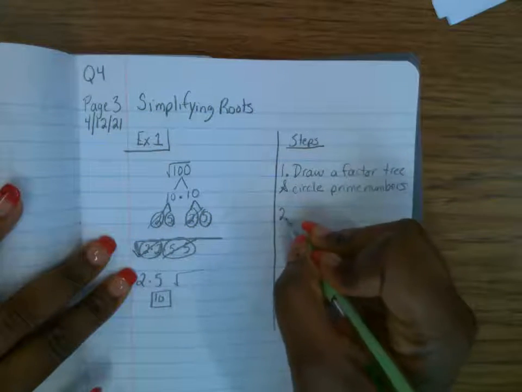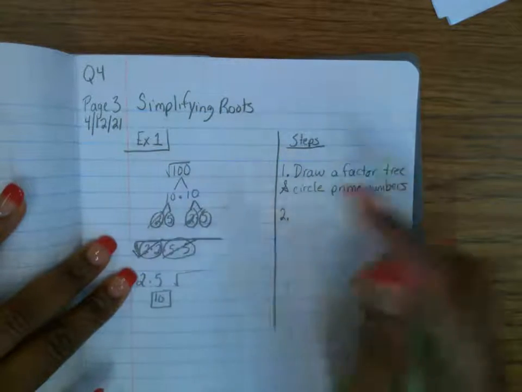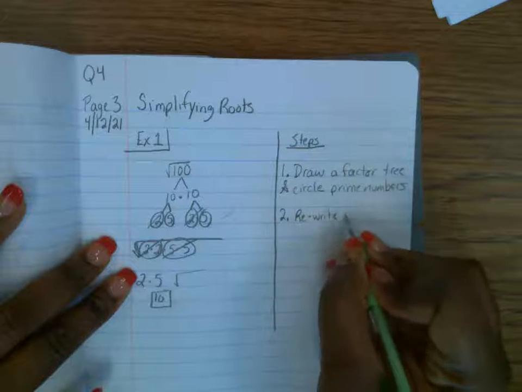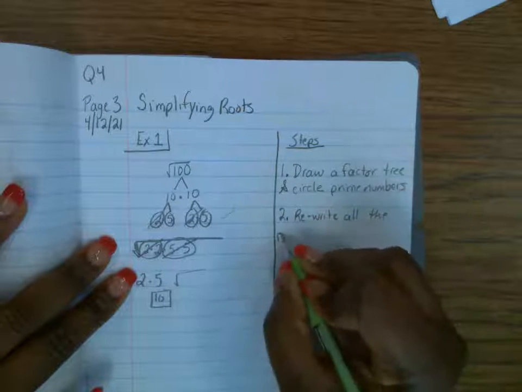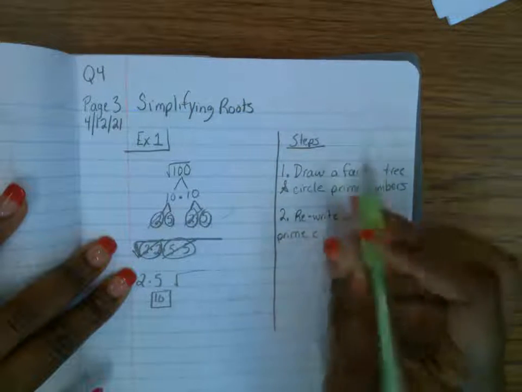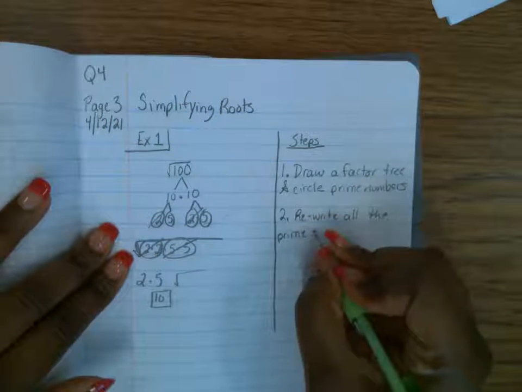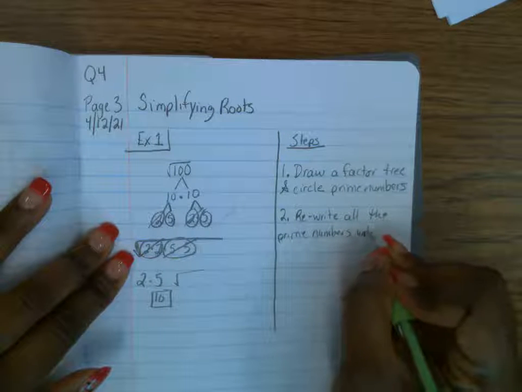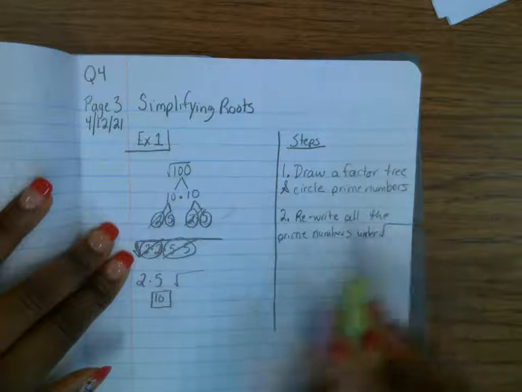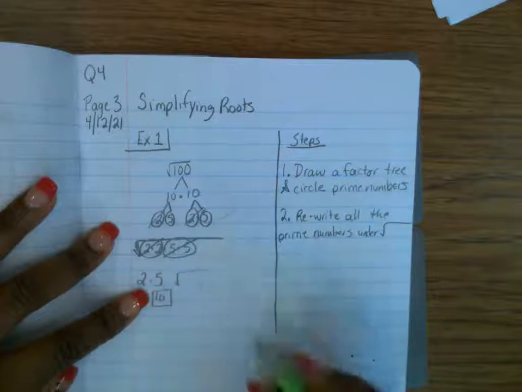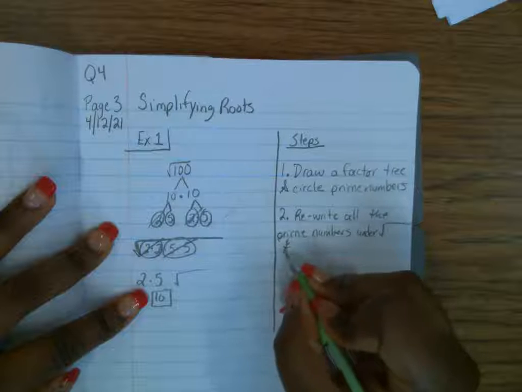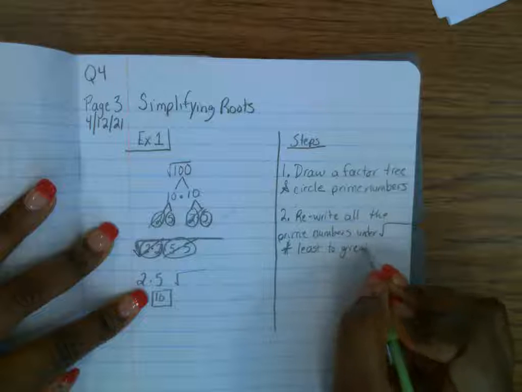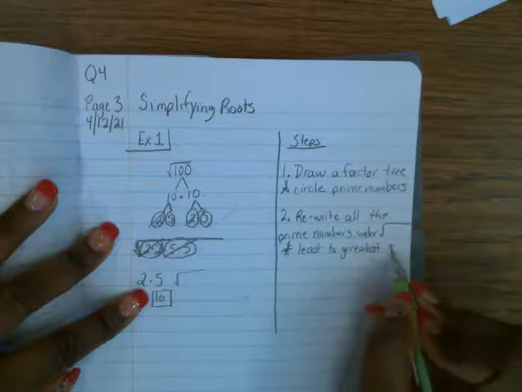Your second step, after you draw your factor tree and circle your prime numbers, you're going to rewrite all the prime numbers, or those numbers that are in the circles, under the radical sign, under this radical sign, okay, like we did here. But you're going to do it in order from least to greatest. Least to greatest. So put them in order from least to greatest under this radical sign.